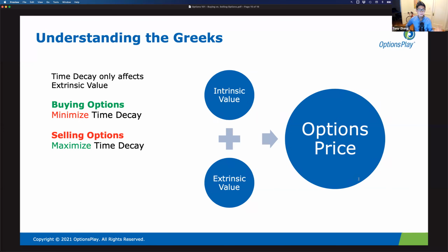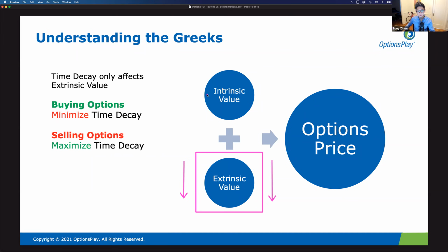So, the other thing to remember here is that time value. When we talk about time decay, it's only going to erode the extrinsic value of an option. Whenever you look at an option price, it's always made up of 2 components, an intrinsic value and an extrinsic value. When you buy an in-the-money option, most of it is going to be intrinsic value. But when you buy an out-of-the-money option, it's all going to be extrinsic value. So this is the part that will erode.